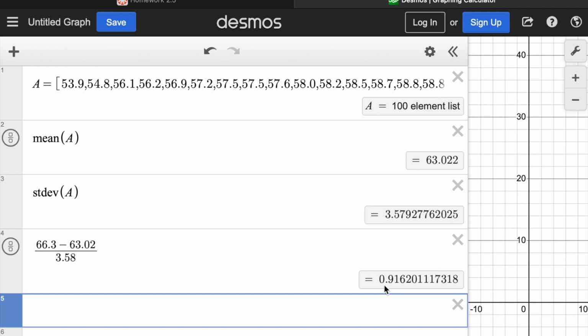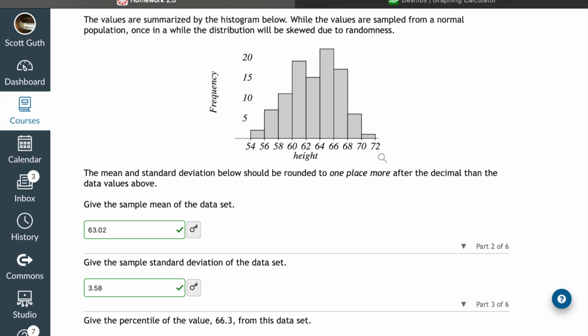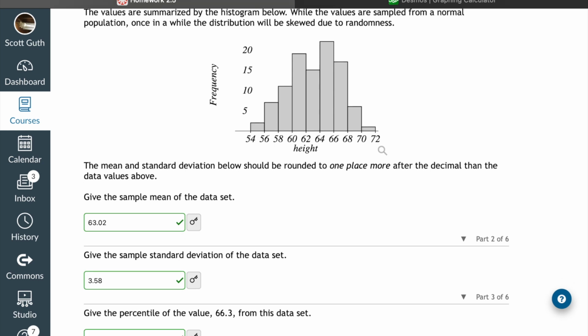Okay, so this is the z-score, 0.916. I think we're going to round that to 0.92. Yeah, two places after the decimal here, so 0.92.